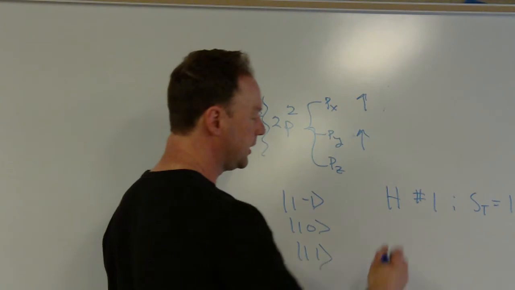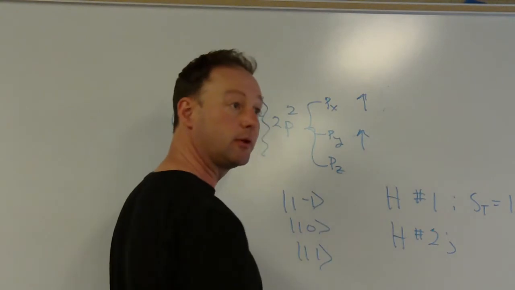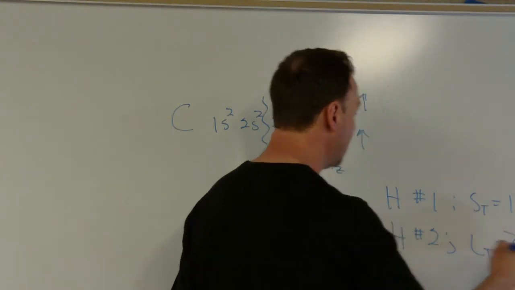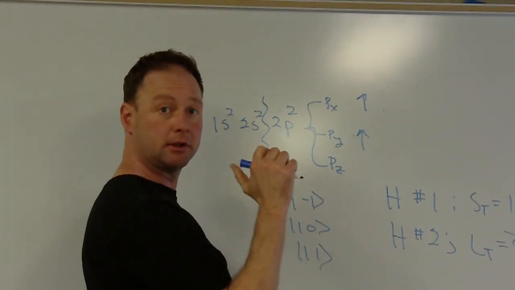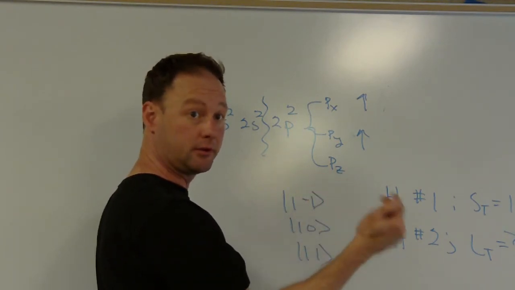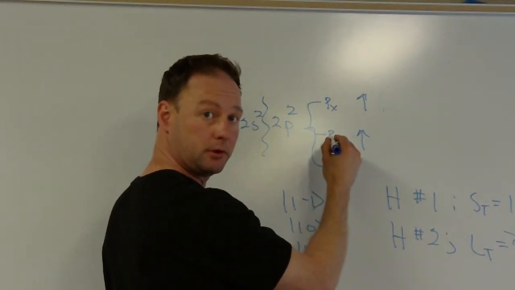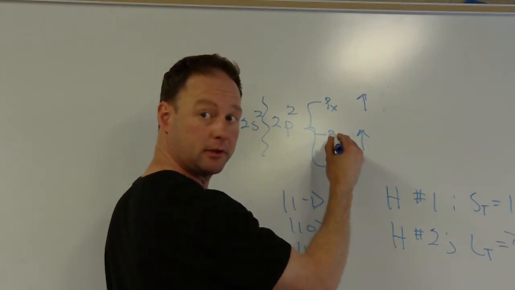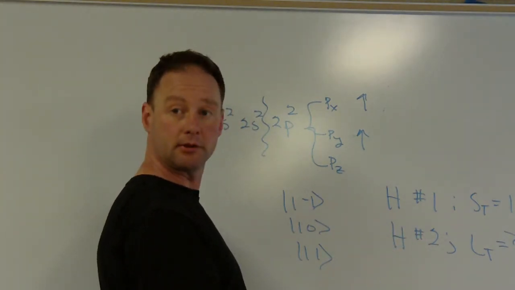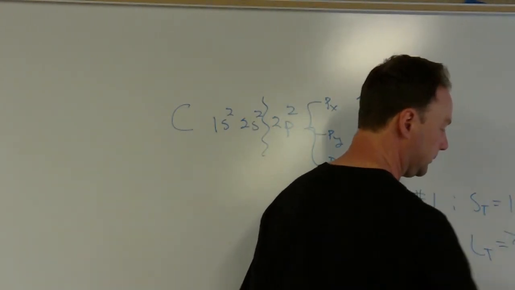Okay? So let's look at Hund's rule number 2. Hund's rule number 2 says, consider now the total angular momentum. So what can L total be? I have 2 p orbitals, so what can I have for L total? I can have 2, 1, or 0. So remember, L1 equals 1, L2 equals 1, because I have 2 p electrons. So the L total can go from 1 plus 1 all the way down to 1 minus 1. Right. So L total can be 2, 1, or 0.